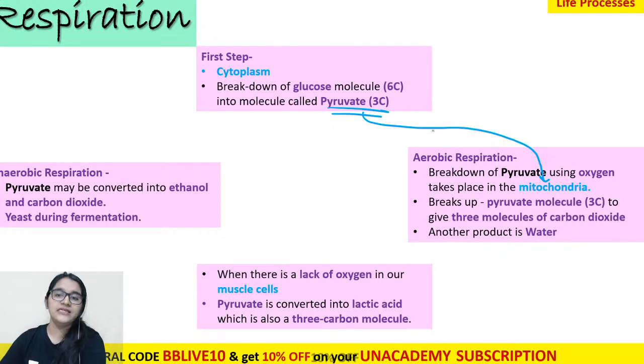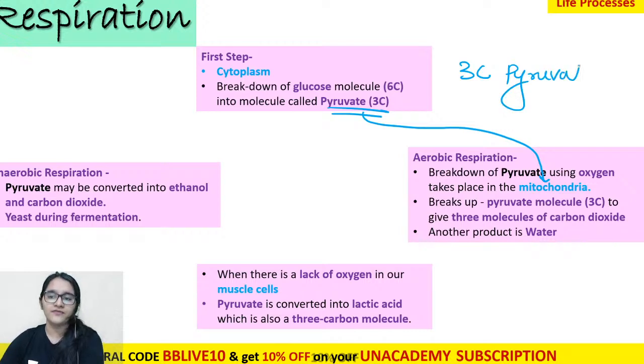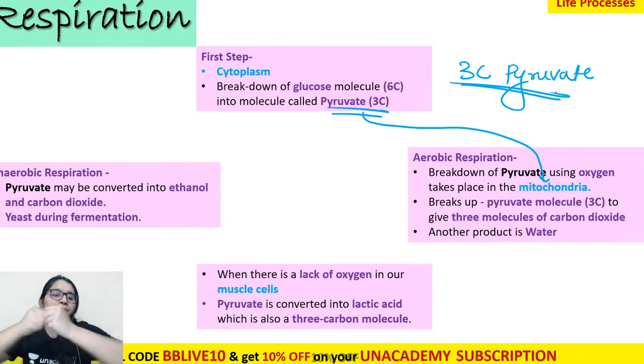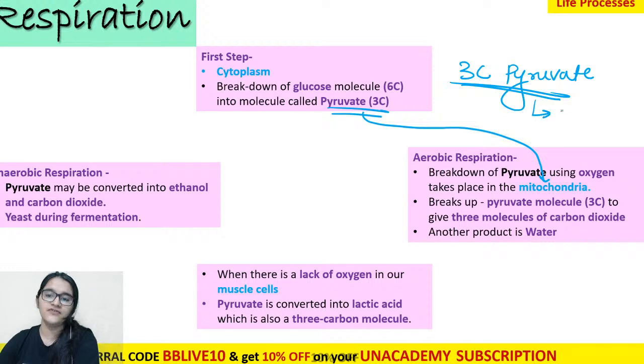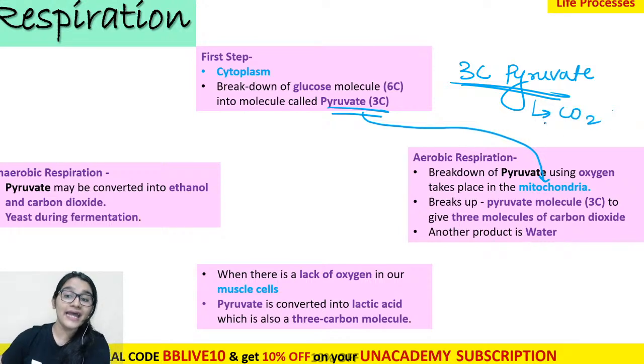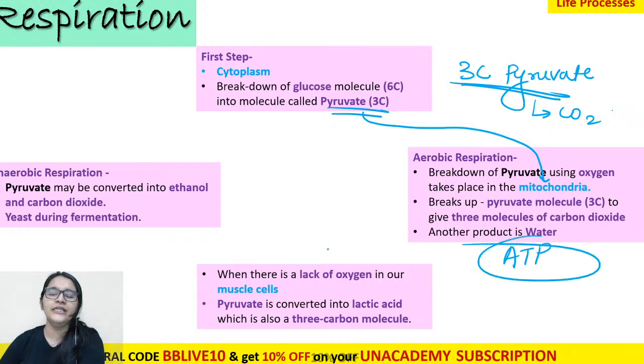Over here, this 3 carbon pyruvate is broken down. This is now broken down to give you 3 molecules of carbon dioxide. What does it give you? It gives you 3 molecules of carbon dioxide and water. But only carbon dioxide and water? No. Along with it, it gives you a lot of energy in the form of ATP.